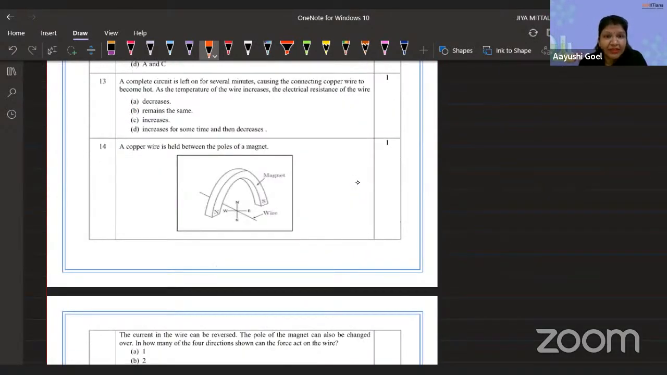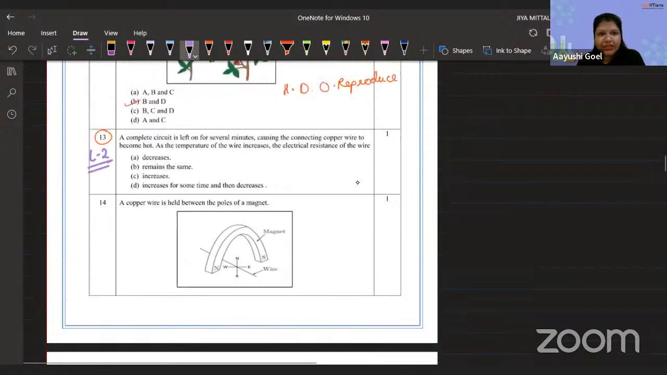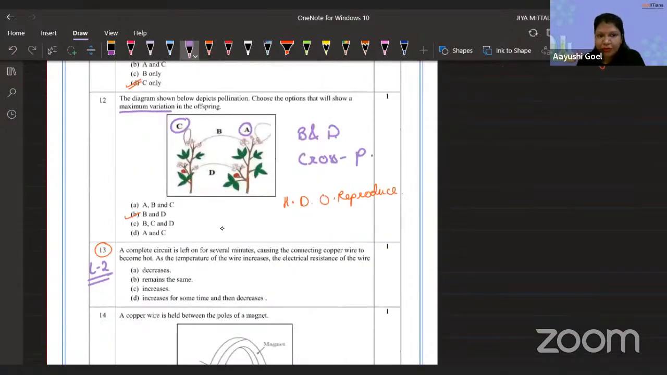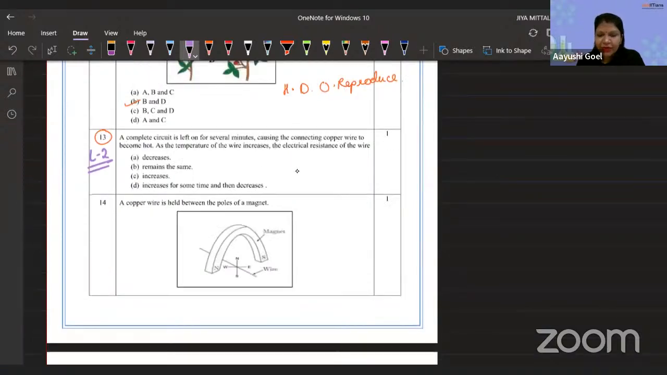Okay, the next question is from physics, and I have to think about this question because it is a level 2 question. Level 2 and level 3 types of questions are there, which they can ask you in your school exams also. Yes, Gautam, you are giving me the answer for the 12th. That is correct, B option, BD. And in the 13th case, we are talking about ohm, and Gautam, you have given me the correct answer.